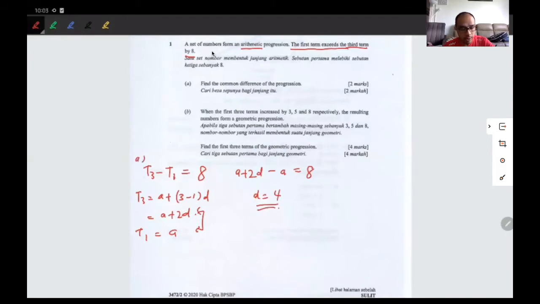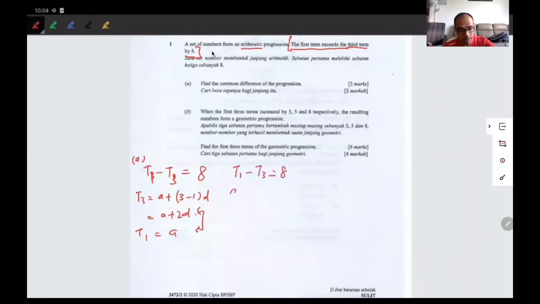The key to answering this is to understand this sentence: the first term exceeds the third term. Sorry, my mistake. First term exceeds means T1 minus T3. My mistake. T1 minus T3 equals 8. That means I would have done this wrongly. The first term exceeds means term 1 is bigger than term 3. So T1 minus T3 equals 8.